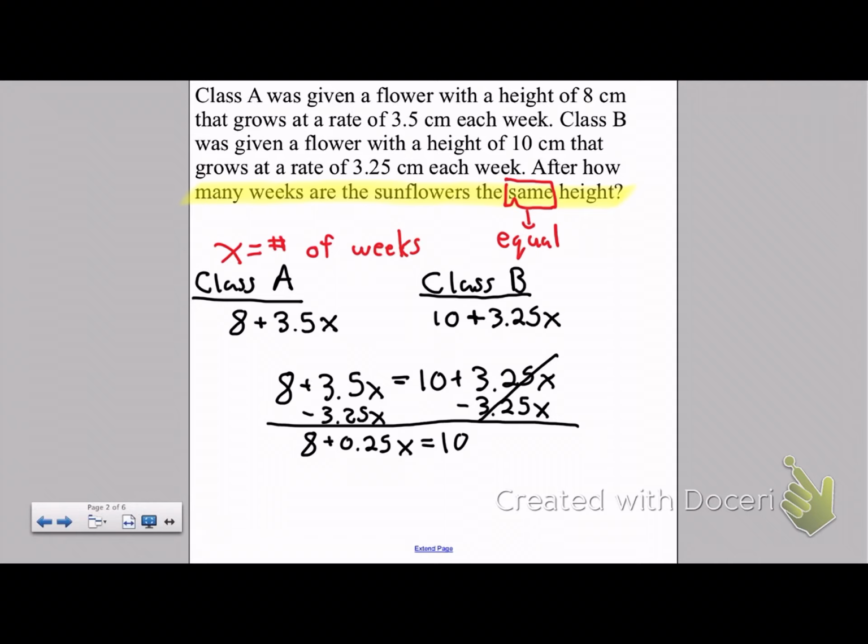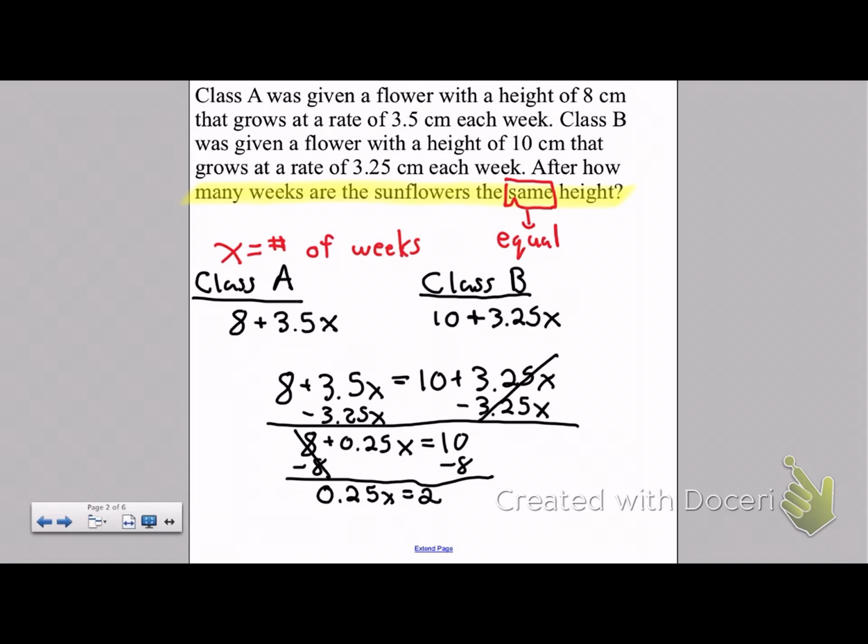Since I moved all my variables to the left, I'm going to move all my other terms to the right. So I'm going to subtract 8 from both sides. 8 minus 8 cancels out. I'm left with 0.25x equals 10 minus 8 is 2.